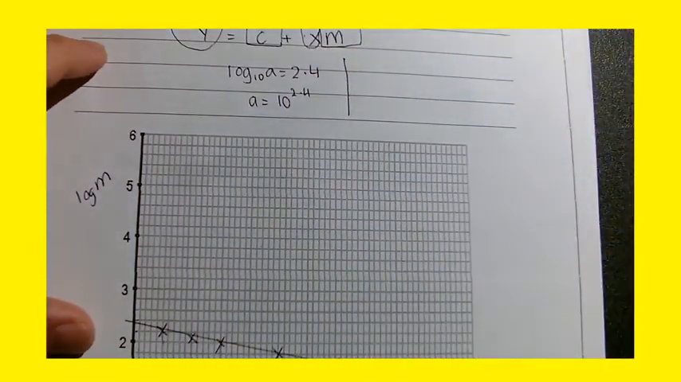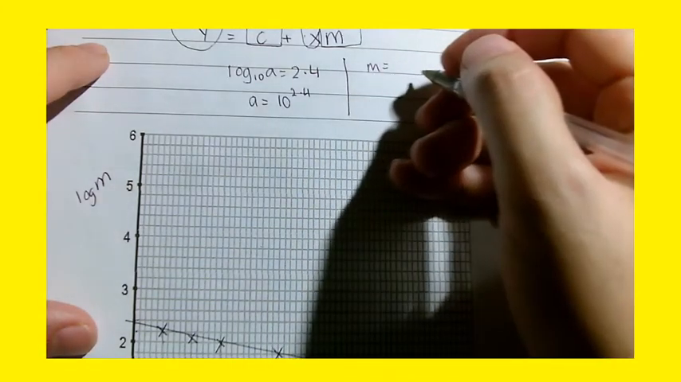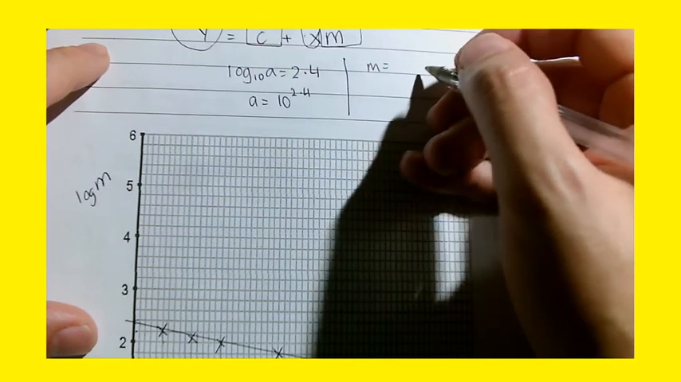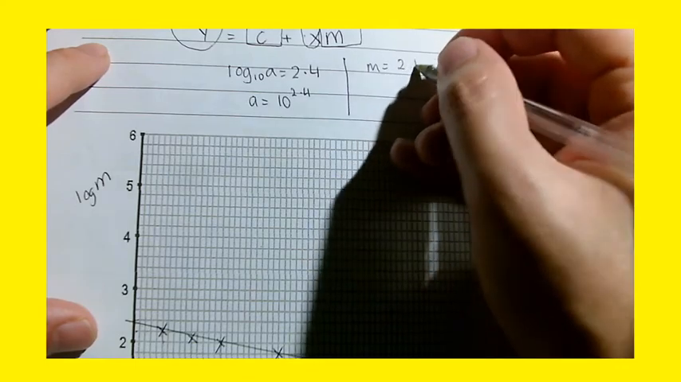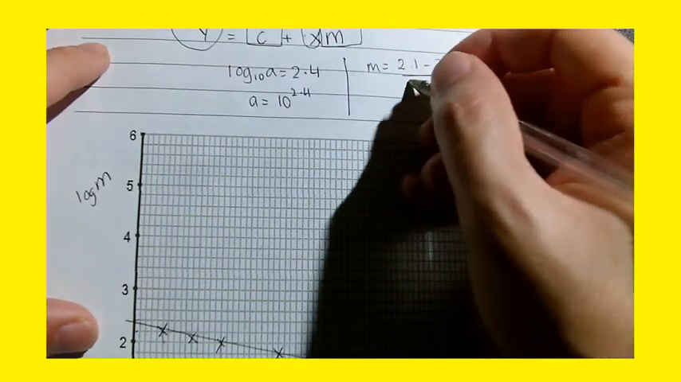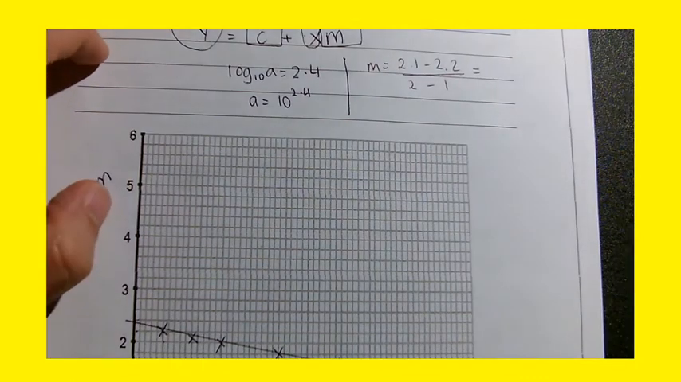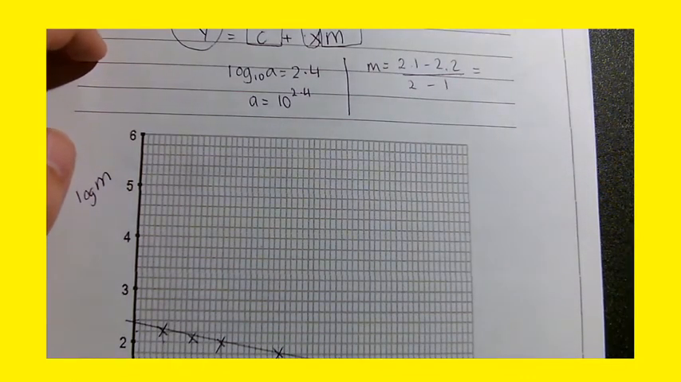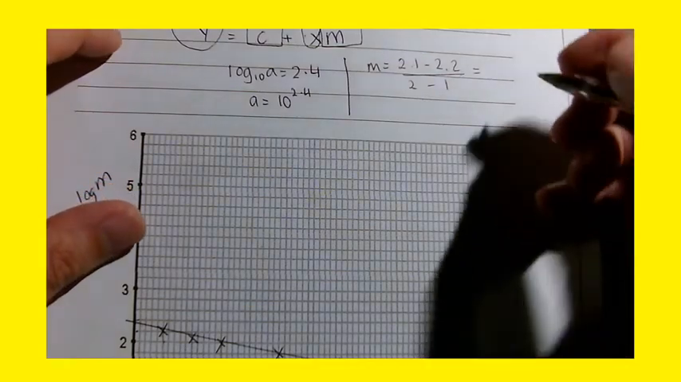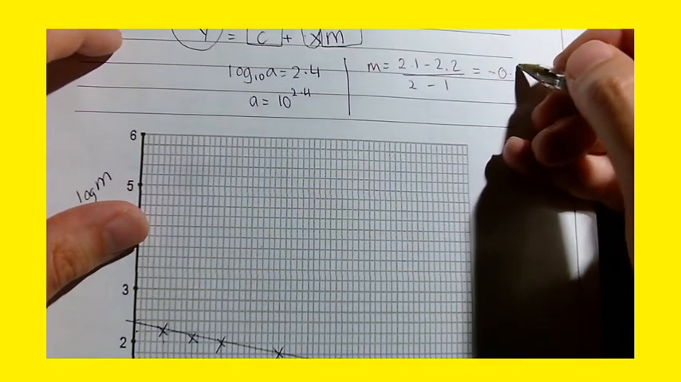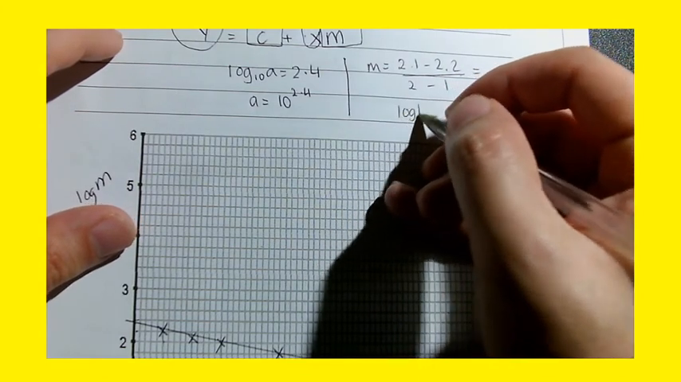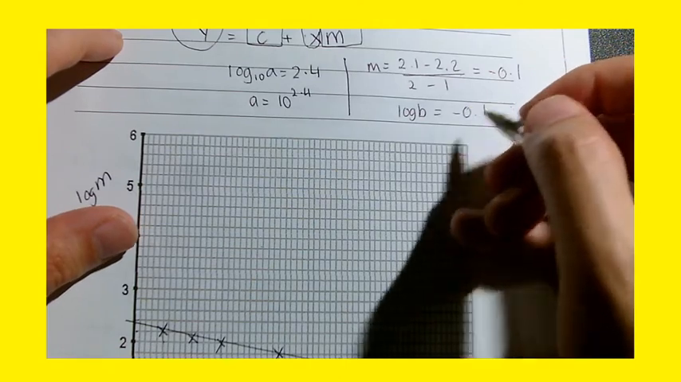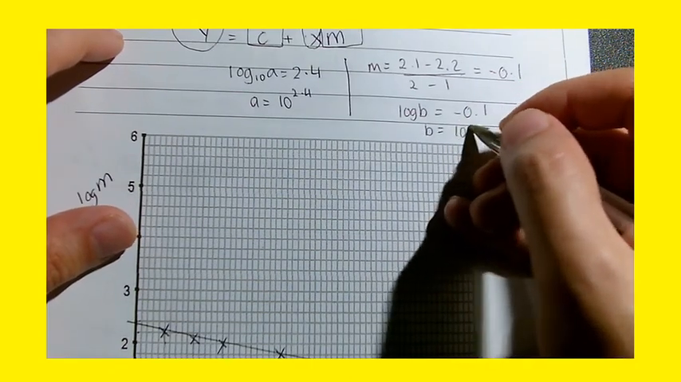If I find the gradient, which you can use the table, okay, so changing y, so you've got 2.1 minus 2.2 over 2 minus 1, just use a table really, that's minus 0.1, that's the gradient, but remember the gradient's actually equal to log b, therefore b is equal to 10 to the power minus 0.1.